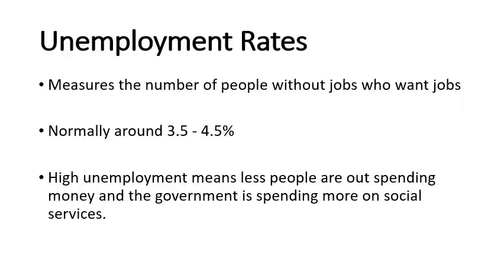Okay, normally the unemployment rate should be somewhere between 3.5% to 4.5%. That's what it's been historically in the United States, okay? High unemployment means that there are fewer people out spending money, okay, and the government is spending more on social services. Okay, if more people are unemployed, that means that the government is paying more in unemployment benefits to people. Okay, so that's more spending on social services. That is not sustainable in the long term. Okay, so the goal of countries is to keep their unemployment rates low and to keep them relatively stable.